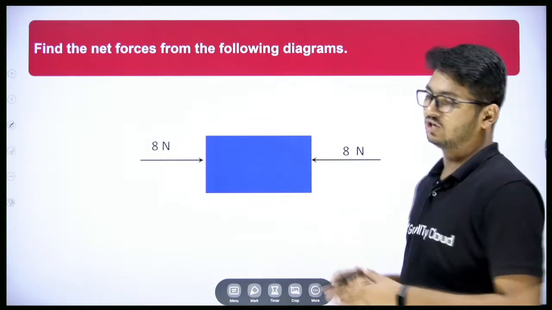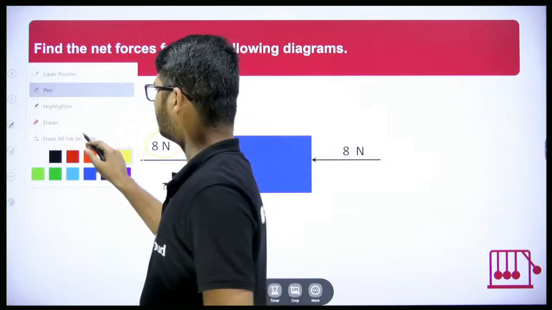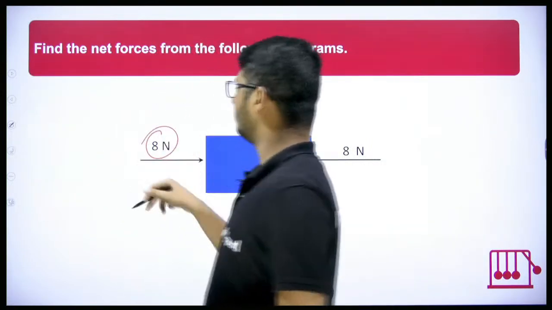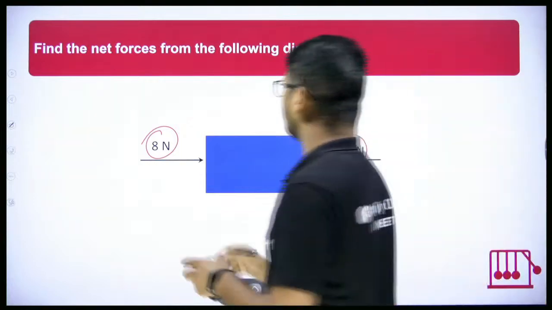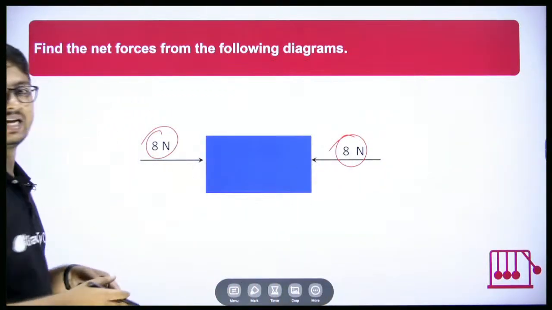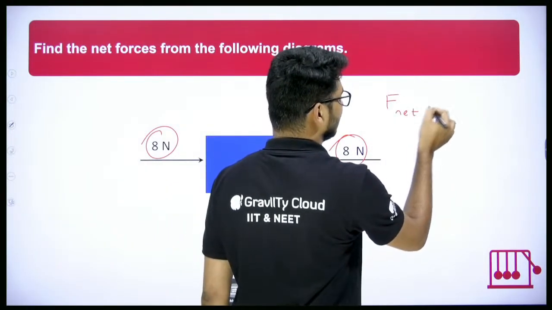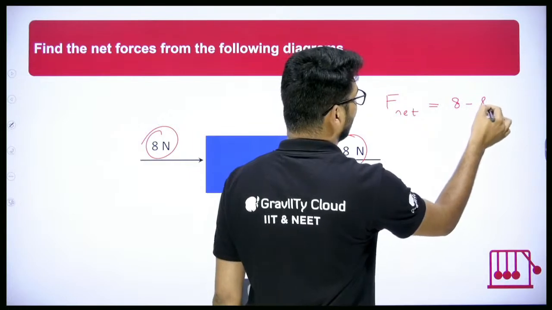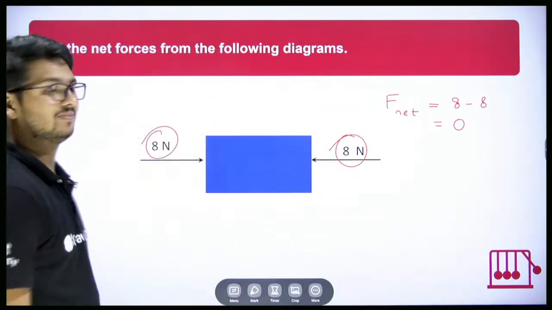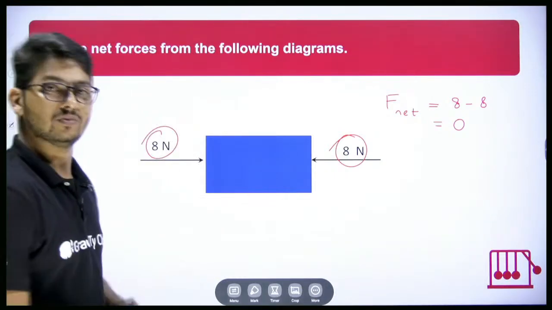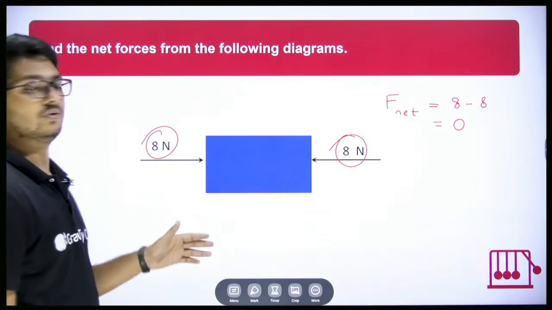Here, look at the direction of forces. You have a force 8 Newton towards right and another 8 Newton towards left. So when you look at the directions, they are in opposite directions. So to get net force, if forces are in opposite direction, you subtract them. 8 minus 8, 0. Clear? So net force is 0 Newton. That's it.